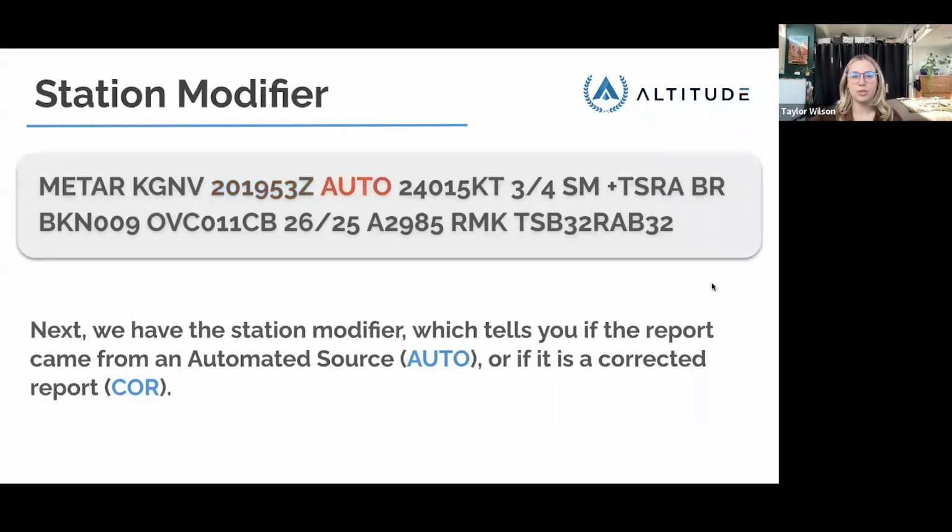All right, then we have the word AUTO. So this tells us that this weather report was issued from an automated source. You might sometimes see COR, which means that it was corrected. For example, if the winds or the visibility were significantly wrong, somebody had to go in and manually correct that report. So instead of AUTO, you would see COR.